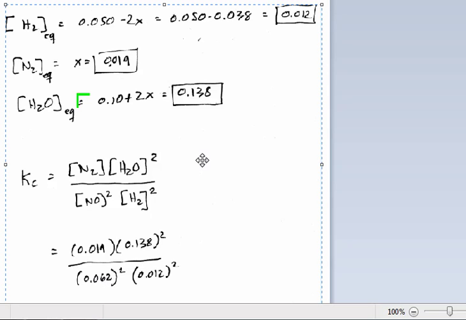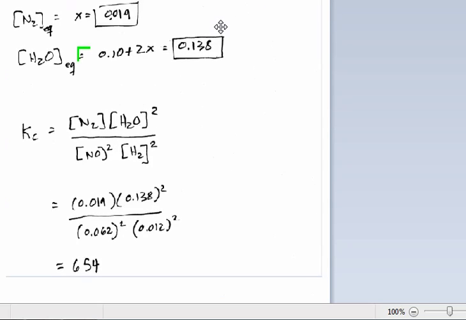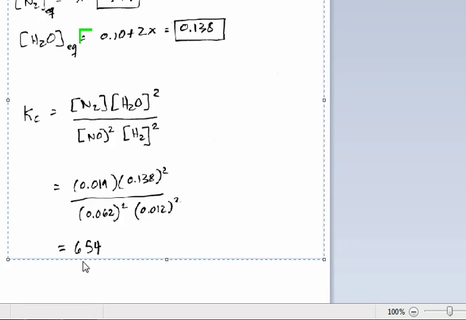And I take those equilibrium concentrations and I plug them into my Kc value. This is my equilibrium expression for this balanced chemical equation, and I get that my products are in my numerator, my reactants are in my denominator, and each concentration is taken to the stoichiometric coefficient that is in the balanced chemical equation. So once I plug all my values in, I let my calculator do the hard work, and I get 653 as my Kc value.